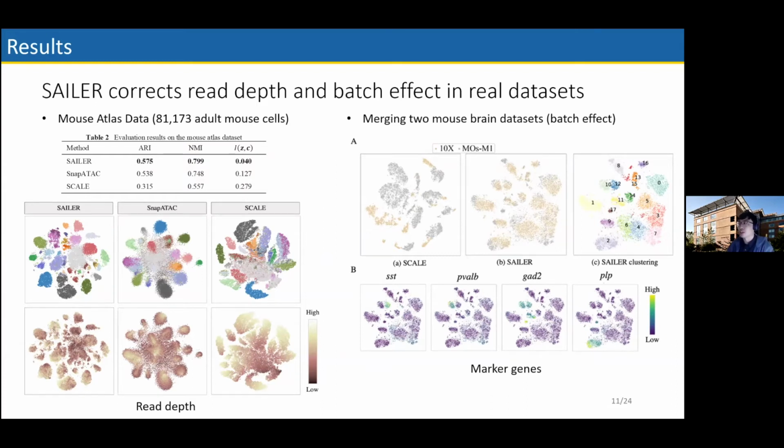And we also use SAILOR to merge two mouse brain datasets. As mentioned before, these datasets are generated from two platforms. Compared with SCALE, which I showed earlier, the invariant representation learning with SAILOR merges clusters from different batches together. We then run clustering on our embedding and visualize the gene activity scores of some marker genes to validate our clustering results.